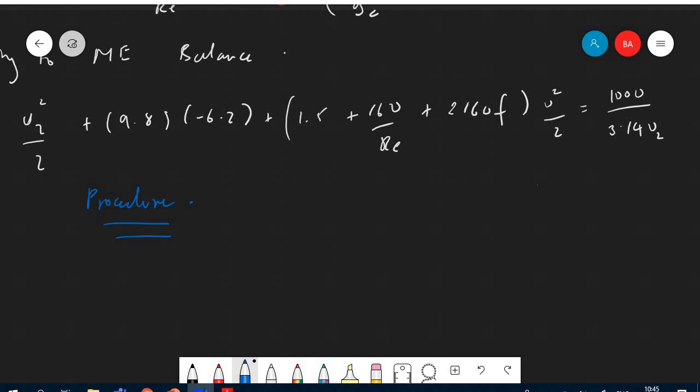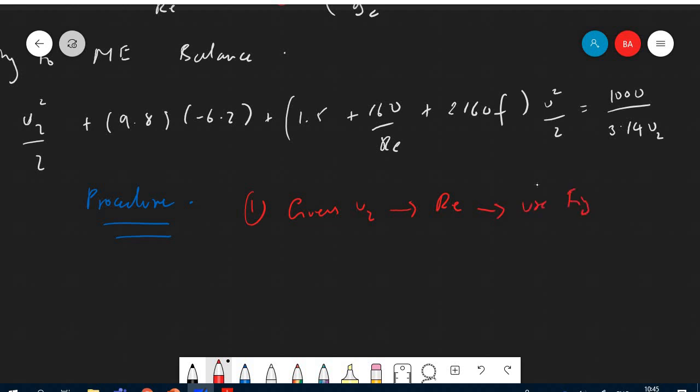The procedure starts like this: first, you need to assume U2. You need to assume or guess. I would say guess rather than assume. So you're going to guess U2, and from the guess of U2, you're going to get the Reynolds number.